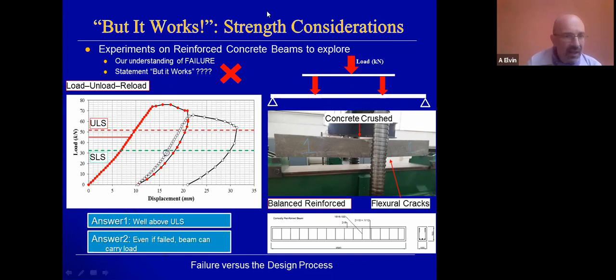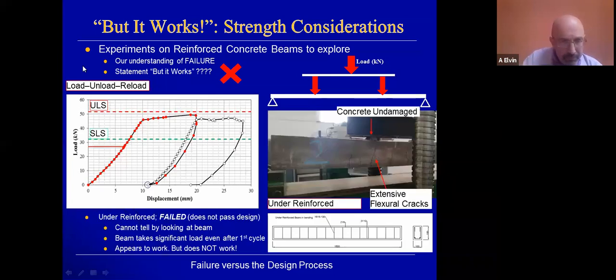Right, so the statement, but it works, no, it doesn't work. This still takes load. This still looks fine, even after this point. It still looks okay. You cannot tell with X-ray eyes if it has failed or not. Our understanding of failure is being questioned. Failed, but not collapsed. See this? It has failed, but it has not collapsed.